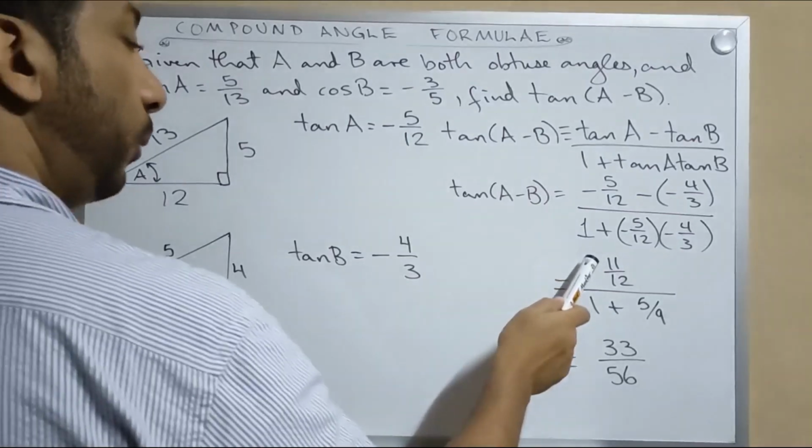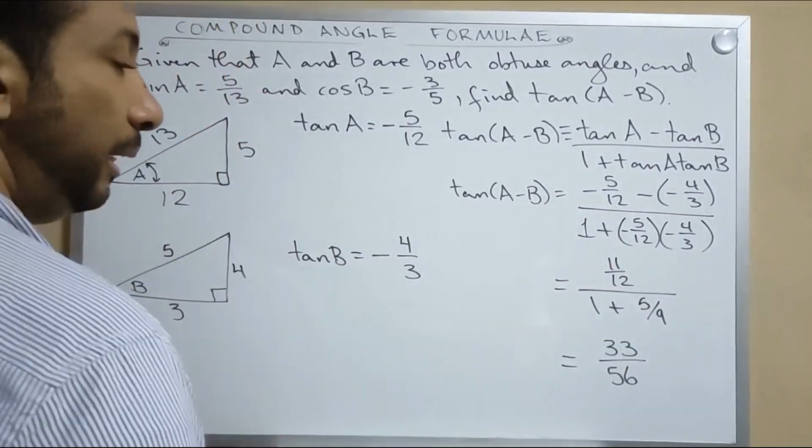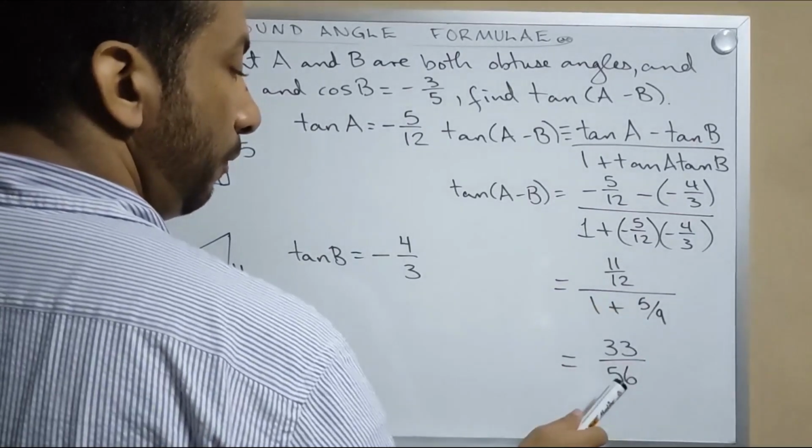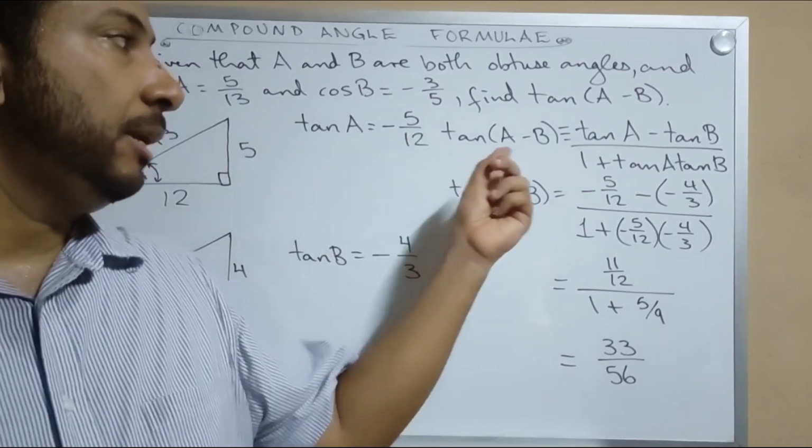So it's 11/12 divided by 1 and 5/9. Simplifying that, you'll get 33 over 56. And that's our value of the tangent of A minus B.